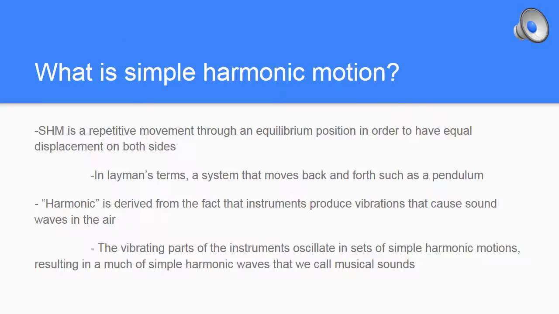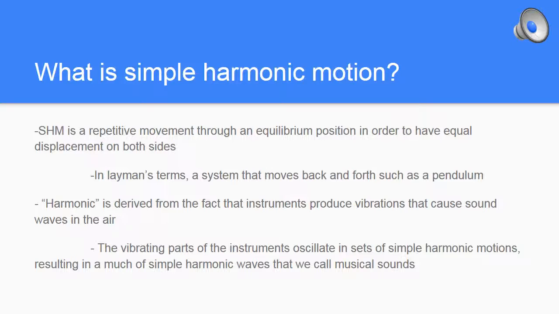First, let's define what simple harmonic motion is. Simple harmonic motion is the repetitive movement through an equilibrium position of an object that results in an equal displacement of the object from the equilibrium position on both sides. Objects that oscillate in simple harmonic motion include pendulums, springs, and guitar strings.